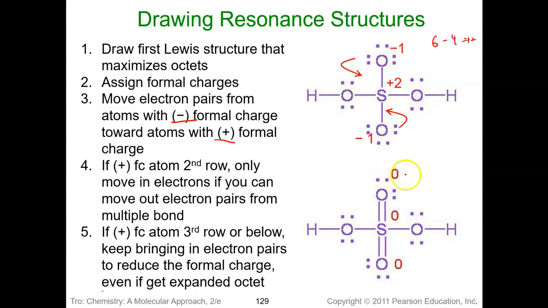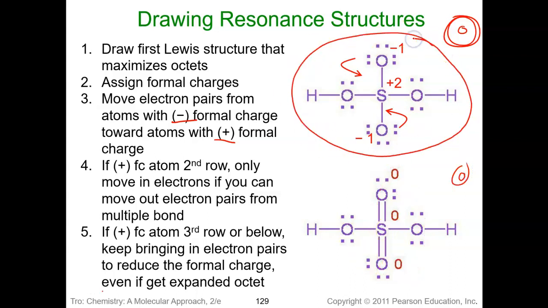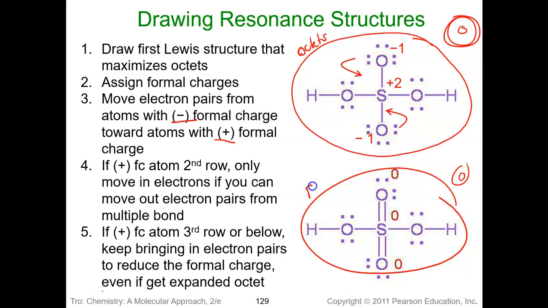So if we look here, now this is 0, and this is 0. But do you see how the formal charges still add to the same? So -1 plus -1 is +2, so the total is 0. These are all zeros, the total is 0. So this is a Lewis structure based on octets. This is a Lewis structure based on formal charge. So either of these is correct. It kind of depends on which one they're asking for.